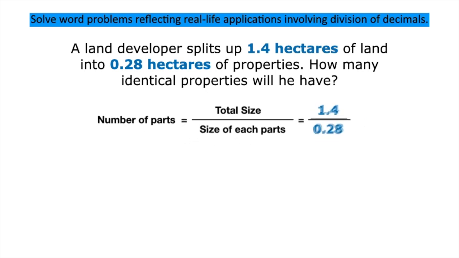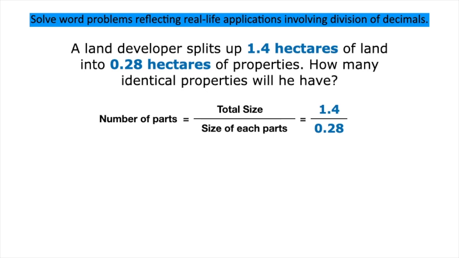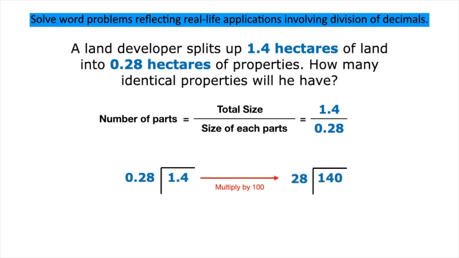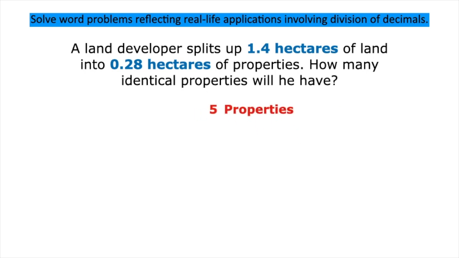We can go ahead and cancel the hectares since the units are the same and just carry out the operation. So we are going to end up with a long division. Since the divisor is a decimal number, we are going to multiply that by 100 so that we end up with 28 instead of 0.28. And then of course the dividend will also become 140. 28 goes into 140 5 times. 5 times 28 is 140. So we will end up with 5 properties, and each one would be of course 0.28 hectares.